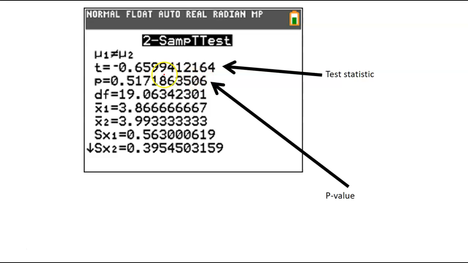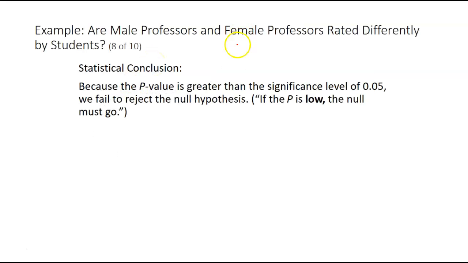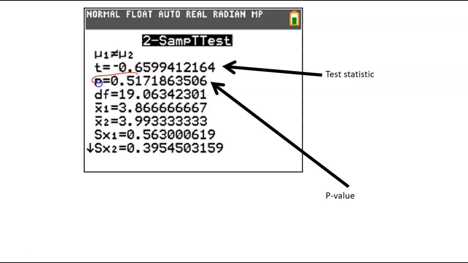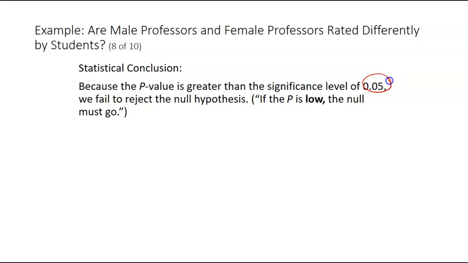When I do that, it brings this up. This is my test statistic, and this is my p-value. So I can use this to make my conclusions. My p-value here is large. As far as my conclusion goes, my alpha is 0.05. If I compare the p-value that I just found, which is this number here, to my alpha, which is this, then I see that my p-value is greater than my alpha. And when that happens, we conclude that we fail to reject the null hypothesis.